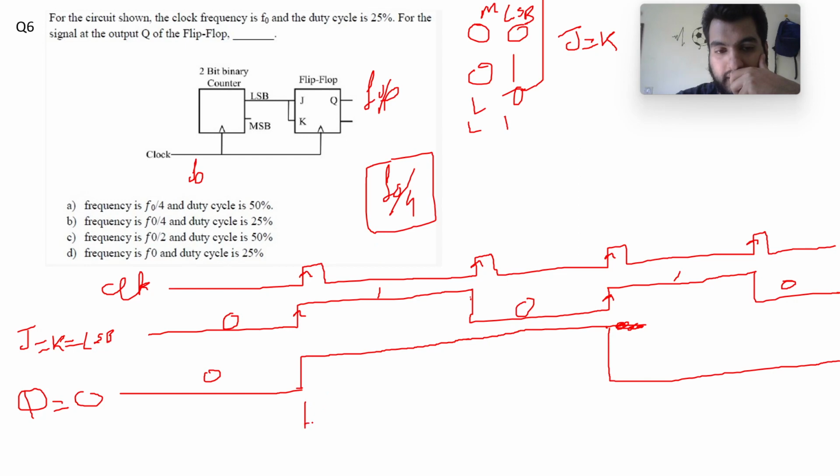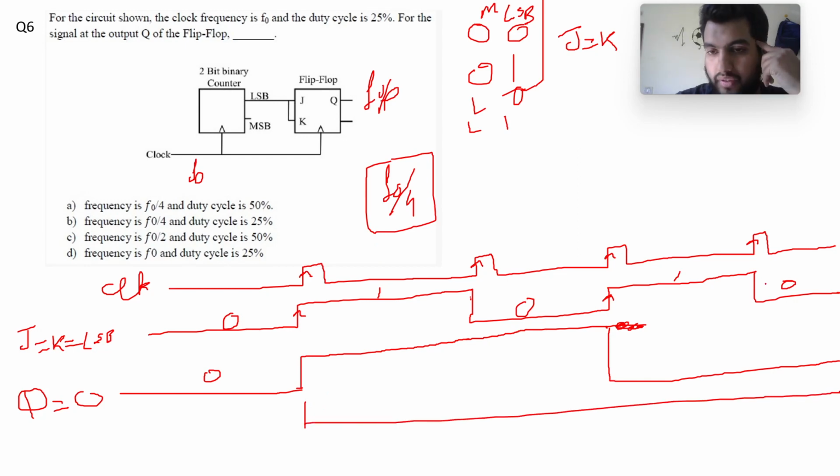So you can see here it will have a duty cycle of 50%. For 50% of the time it will be on, and for 50% of the time it will be off. And in fact, even if the duty cycle of the clock was not 50%, my output would still have been f0 by 4 with a duty cycle of 50%. So that thing would not have been changed. So my answer is frequency is f0 by 4 and duty cycle is 50%.